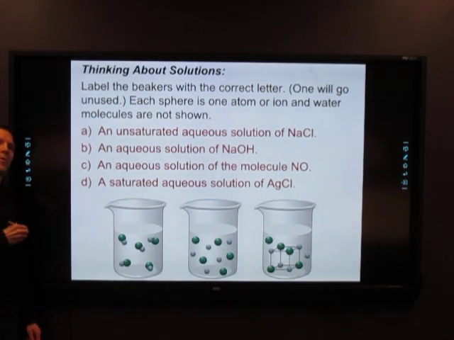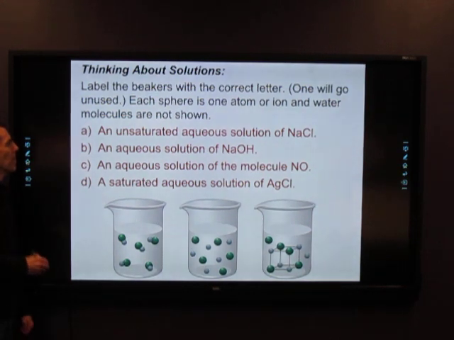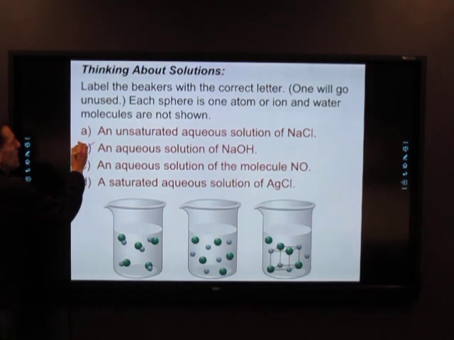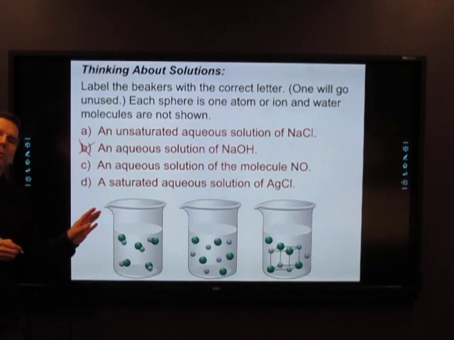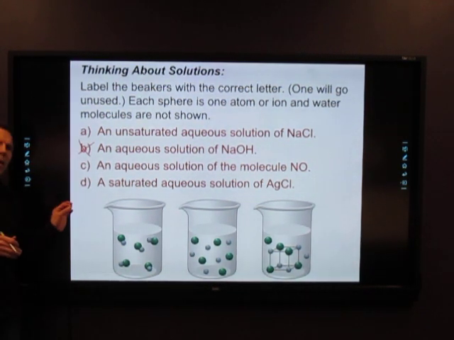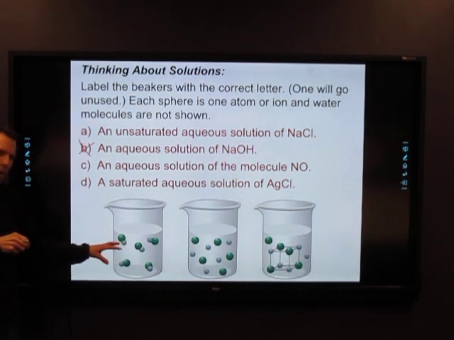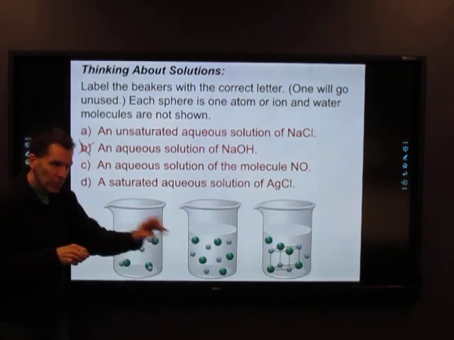So when you're choosing the beakers here, B will actually be the unused letter. Because when NaOH dissolves in water, it makes an Na+ and an OH- ion, and so there's nothing in there that has any ions with two pieces.